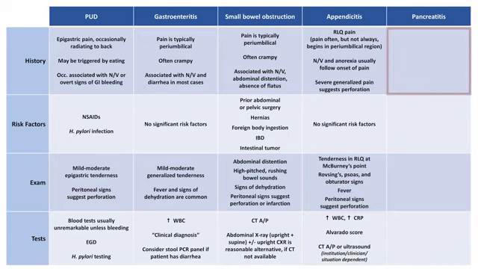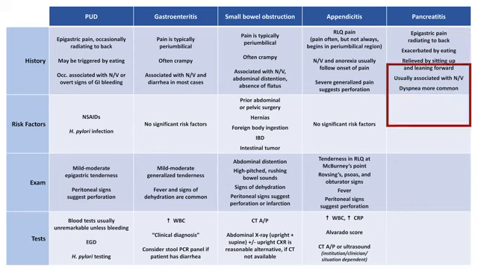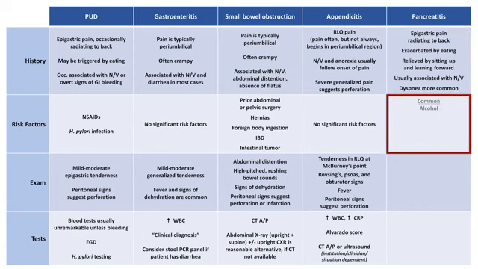And then there is pancreatitis, in which patients present with epigastric pain radiating to the back that's exacerbated by eating and relieved by sitting up and leaning forward. It's usually associated with nausea and vomiting. Dyspnea is a more commonly associated symptom in pancreatitis than with the other diagnoses in this chart. Risk factors or etiologies for pancreatitis include alcohol and gallstones, which together account for the majority of cases.